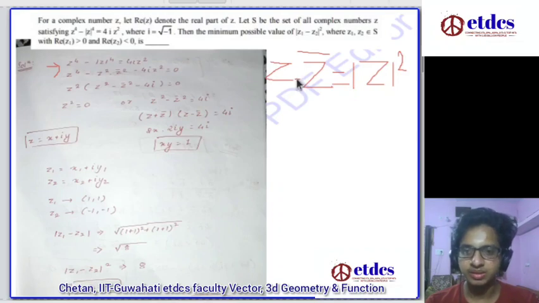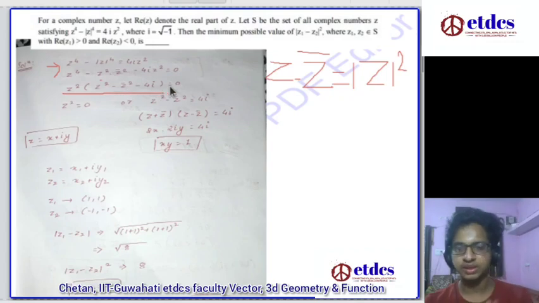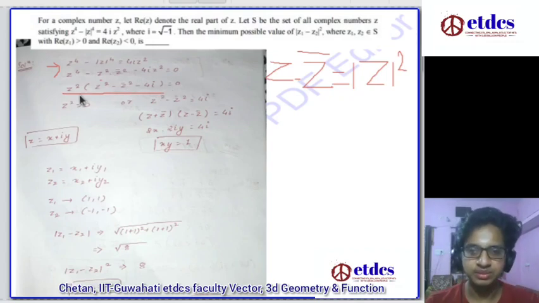Z z bar is equal to mod z square. So we write this as z power 4 minus z square into z bar square minus 4i z square is equal to 0. So we can take z square as common. So we get z square into (z square minus z bar square minus 4i). Basically, why we are doing this means we are just simplifying like a quadratic equation.